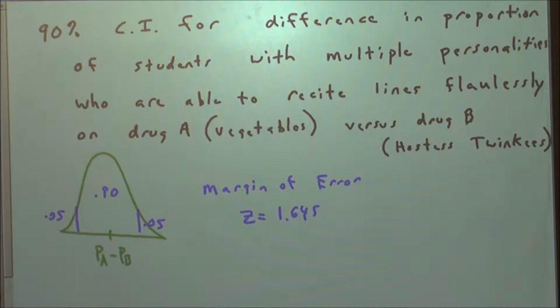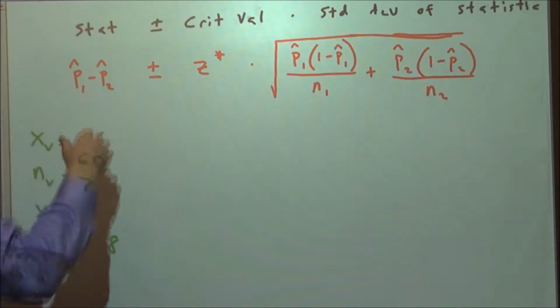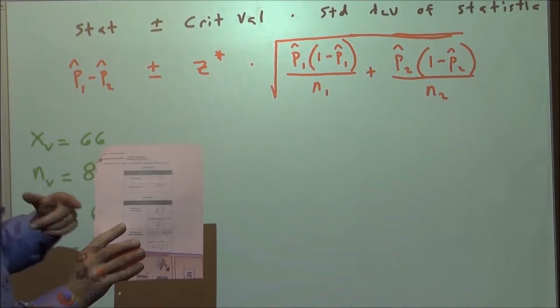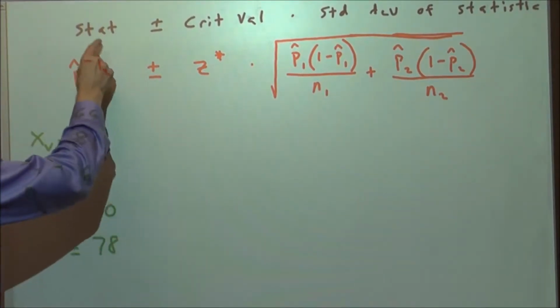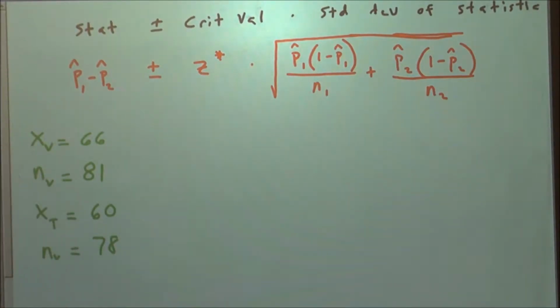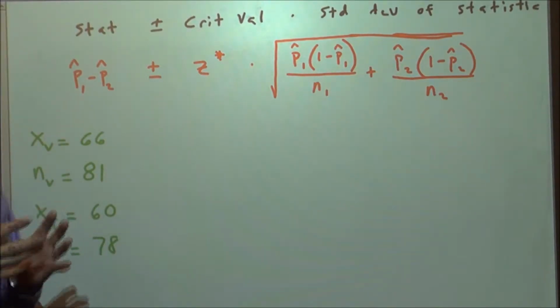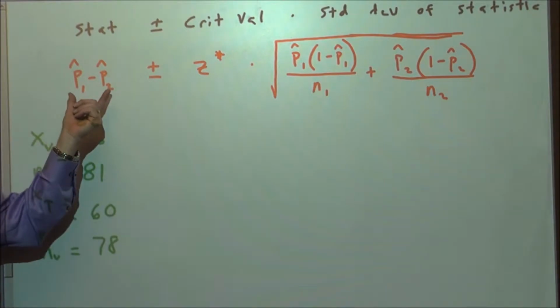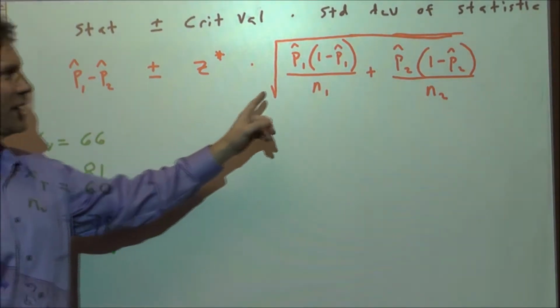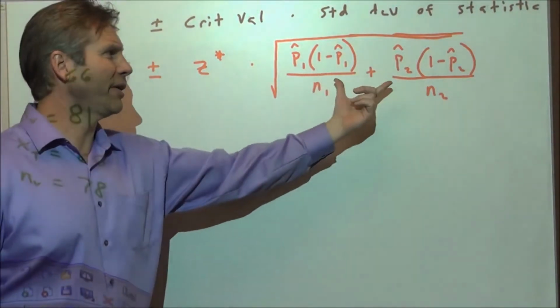So we go to our formula sheet and we know that in any confidence interval, we're going to take our statistic plus or minus critical value times standard deviation of the statistic. Since we know our parameter is the difference of two population proportions, we're going to use the difference of two sample proportions, add and subtract the critical z-score times, there it is again, the sum of the variances, taking the square root of that.